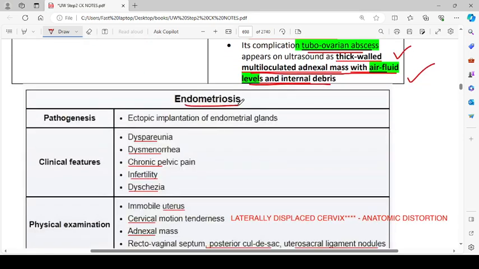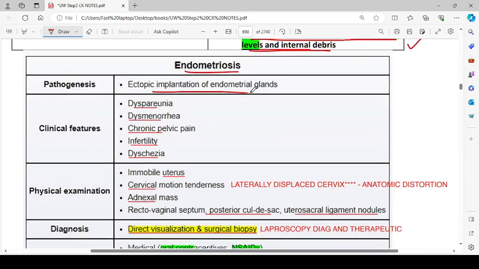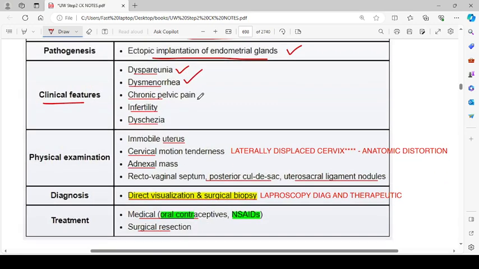Then there is another table about endometriosis. Pathogenesis is ectopic implantation of endometrial gland. The clinical features are dyspareunia, which is painful intercourse, dysmenorrhea, painful menses, chronic pelvic pain, infertility, and dyschezia, which is painful defecation if it is implanted on the rectum or in the pouch of Douglas.